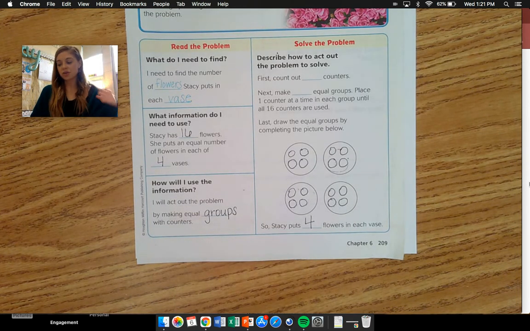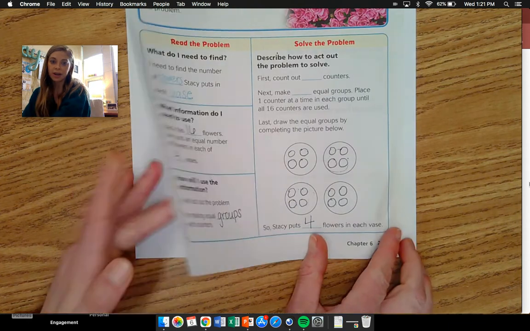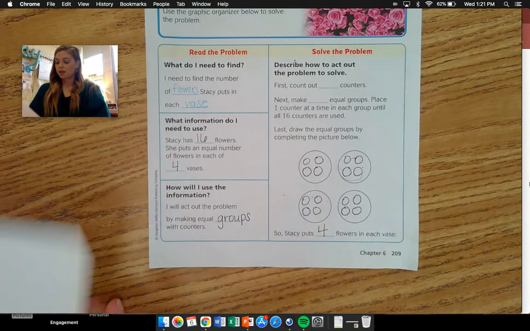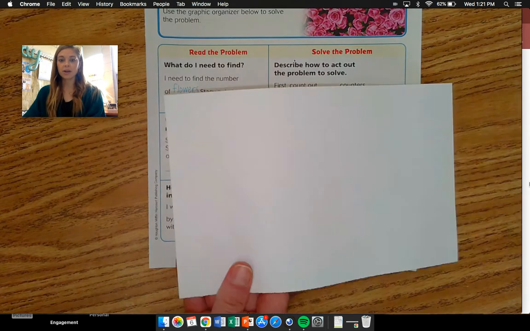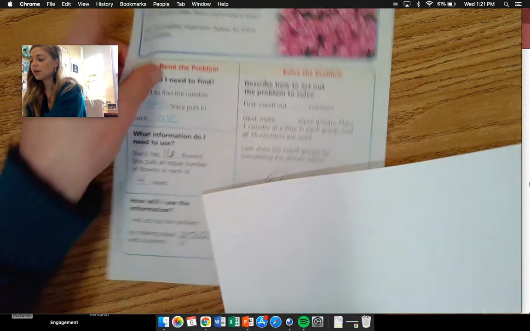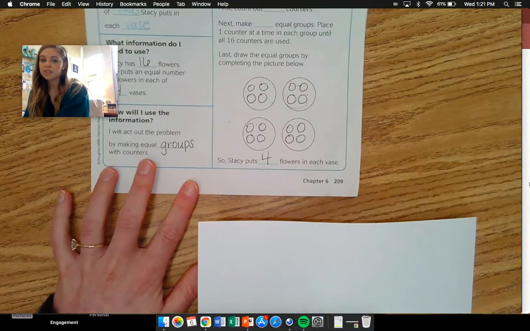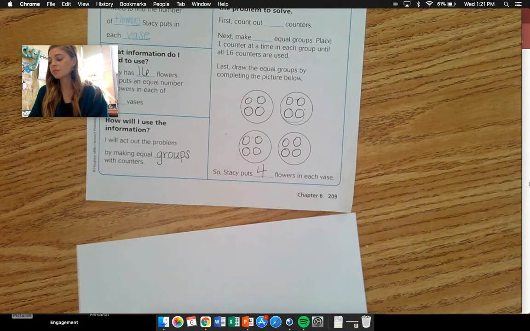I want to show you how to do this problem without drawing a picture. You don't want to have to draw a picture for every problem, right? So I'm going to show you how to solve this problem using multiplication instead of drawing a picture. I have a piece of scrap paper here. We already solved the problem, so let's see if we get the same answer with multiplication.